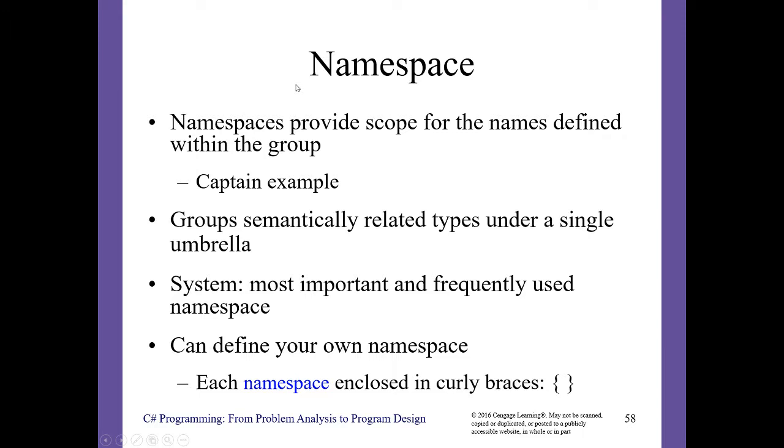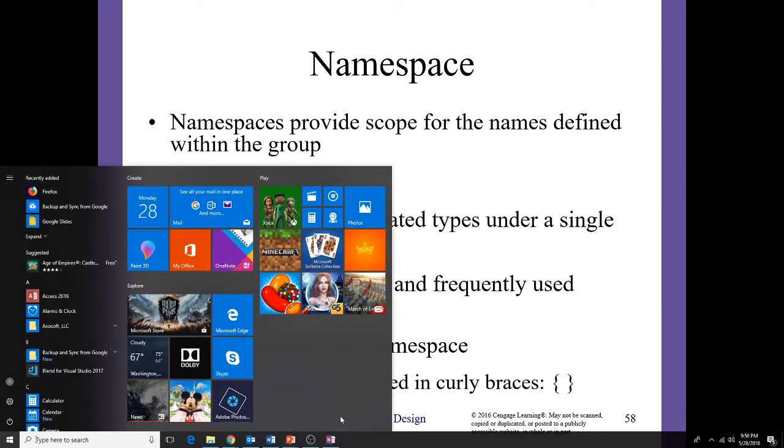Now, the next syntax that we have is the namespace. And the namespace is kind of a grouping. It gives us a way to group related things under a single umbrella. So whenever we're looking at our using statement, we're actually pulling in a namespace, and we use that System one most often. But we can create our own namespaces, and that's the next syntax that we need to keep track of in our notes.